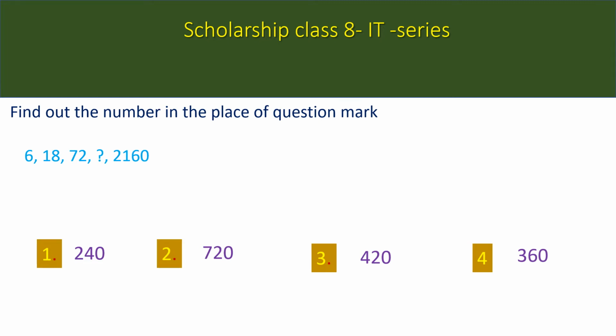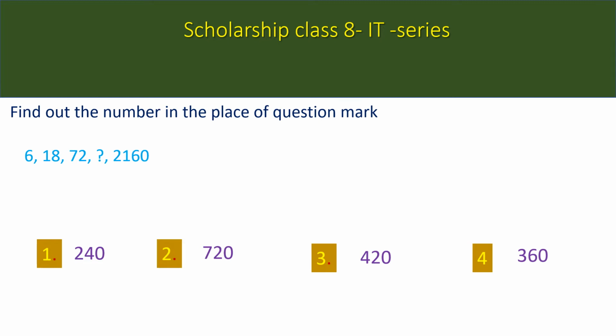For others, I will give the clue for the answer, the way of thinking. We have the numbers 6, 18, 72, then a question mark, then 2160. As I told you in the last session, when the numbers are increasing, either normal addition or multiplication will work out. But when the question is a little more complicated, there can be more than one operation involved.